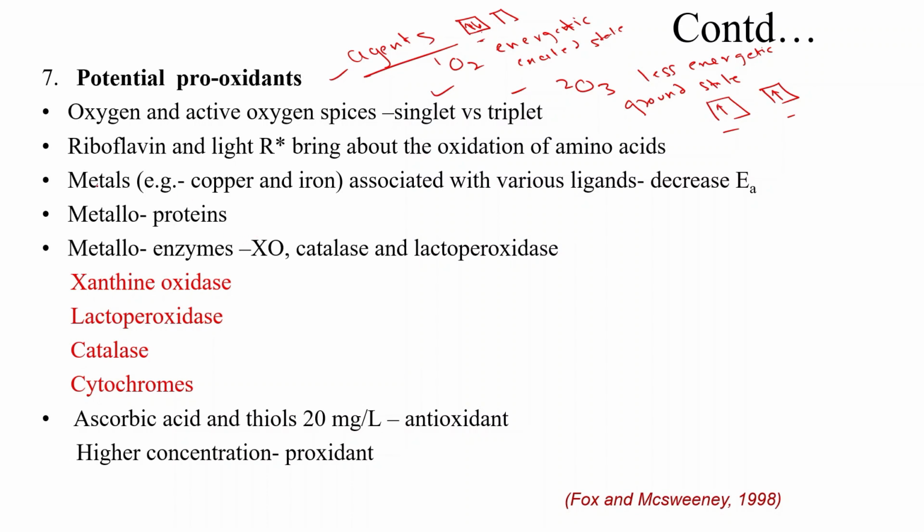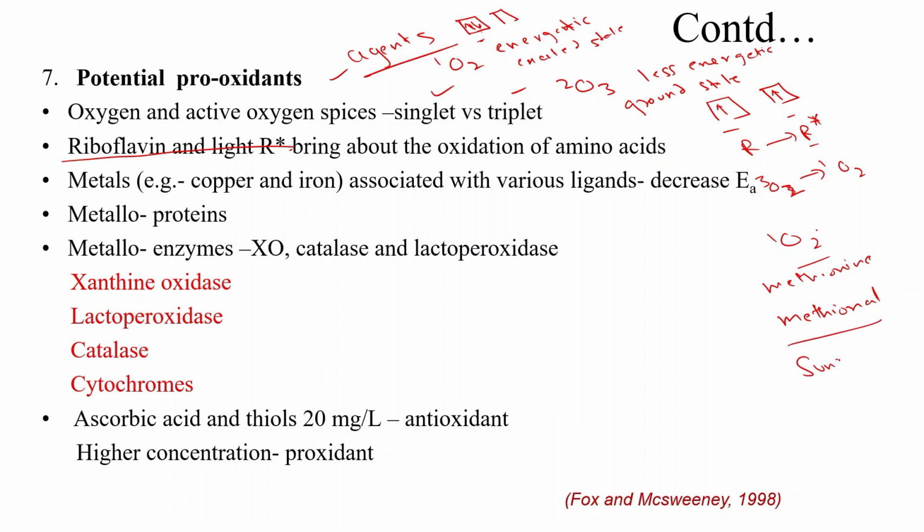Then second is riboflavin in light. This we have already covered: riboflavin in the presence of light gets converted to excited riboflavin, and this will convert triplet oxygen to singlet oxygen. This will cause the autooxidation, and this singlet oxygen brings about the oxidation of some amino acids like methionine, converting it to methanol, which gives the sunlight flavor.